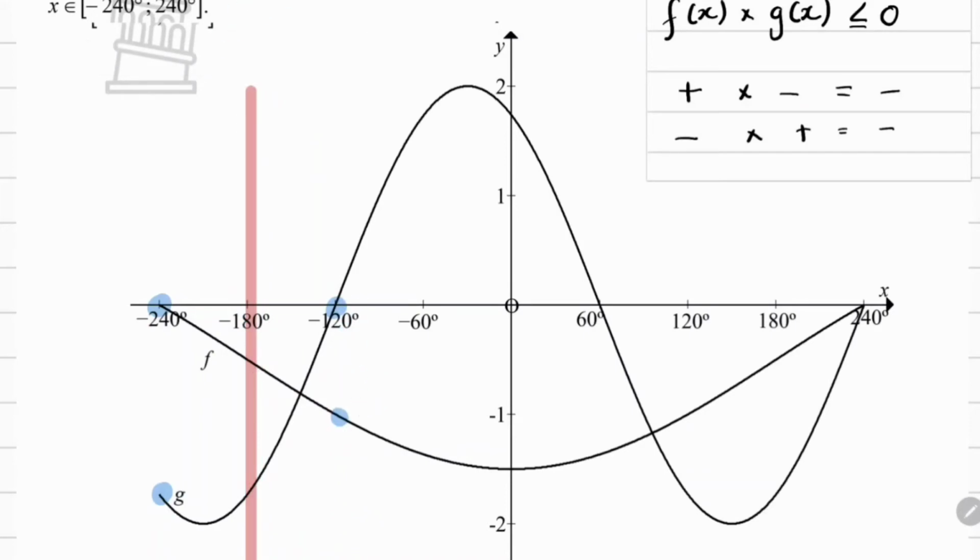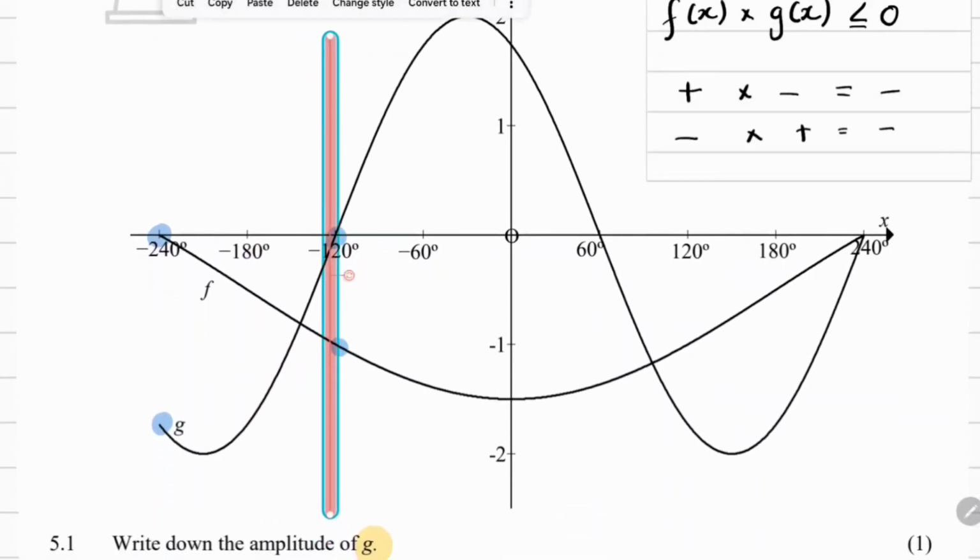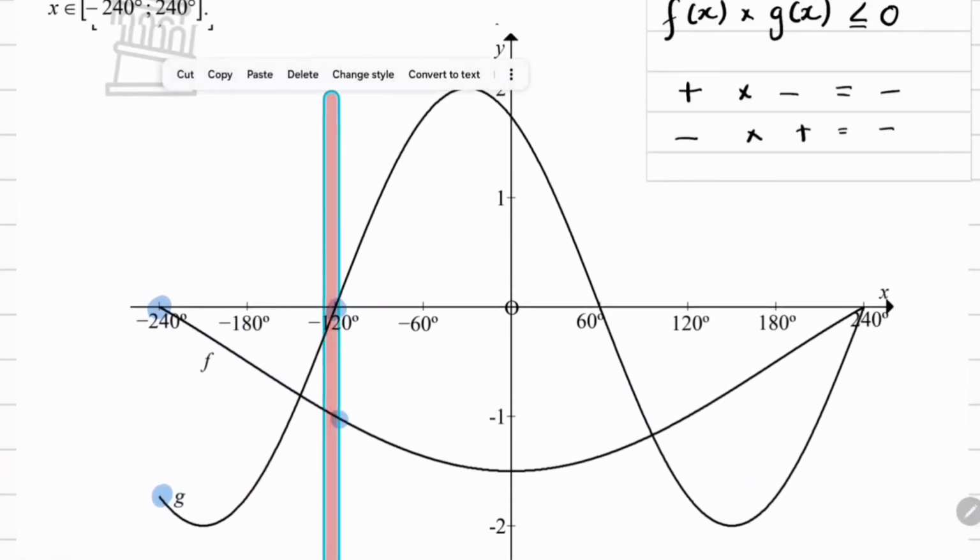So you use a vertical line because you're trying to make sure it's for the same x value. That's what it needs to be, the same x value.